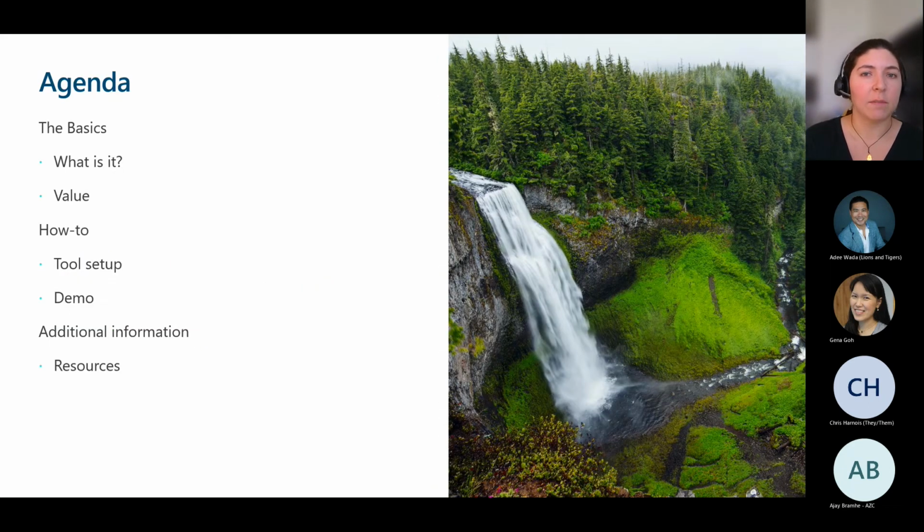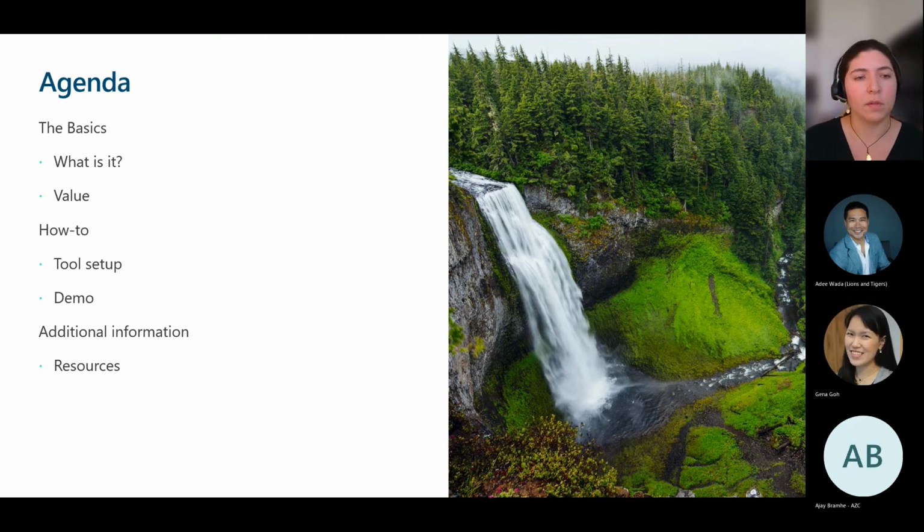So for today, I am just going to try and keep things simple. I'm going to give you some of the basics, what it is, what's the value for an organization, some instructions on how to set it up, and of course, I'll show you the tool itself and walk you through it. And then I'll share some of the resources for the Before 2030 campaign.